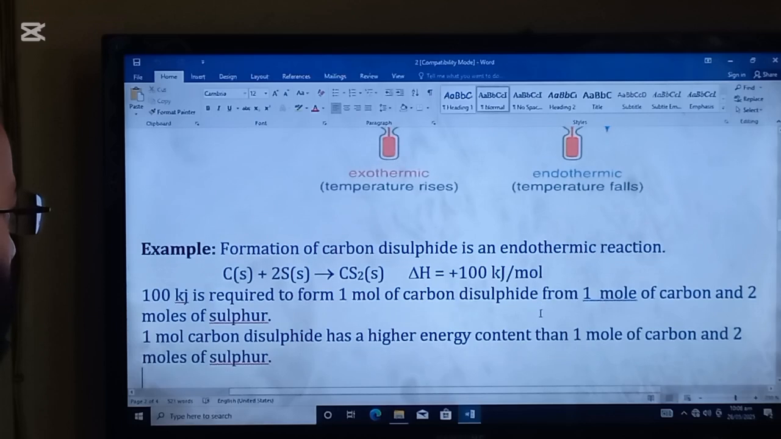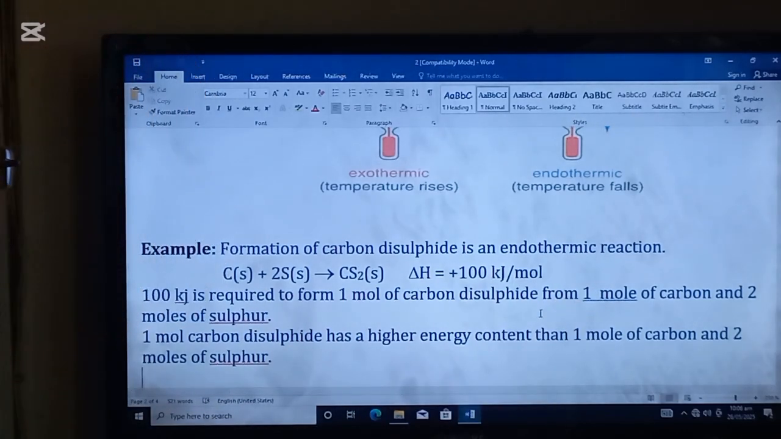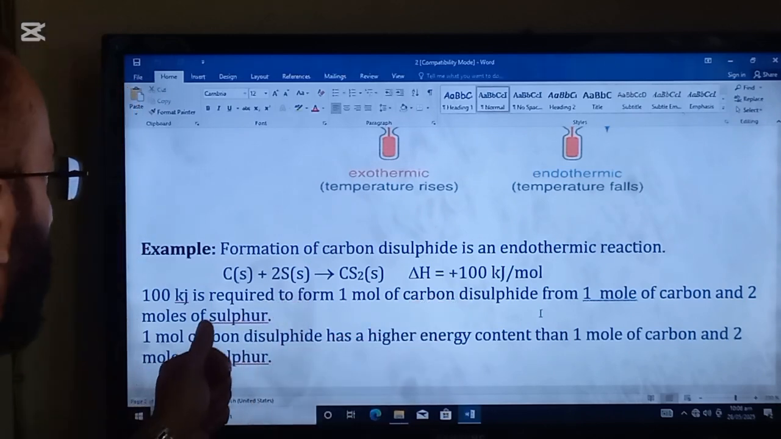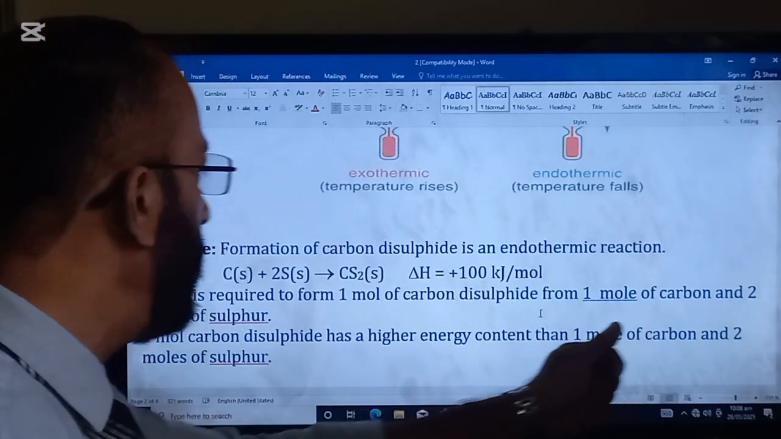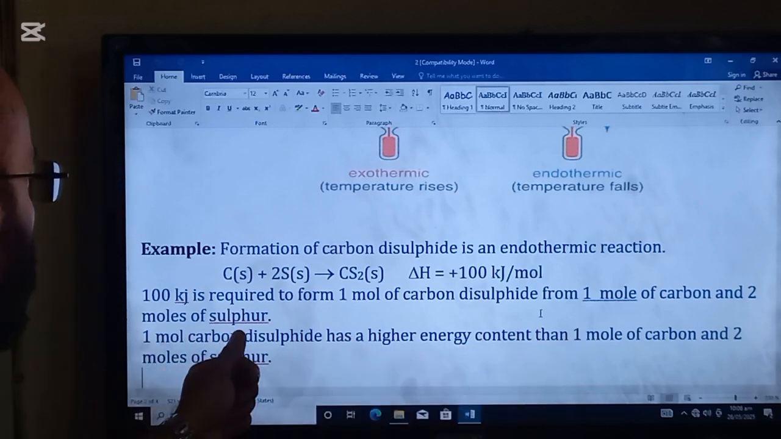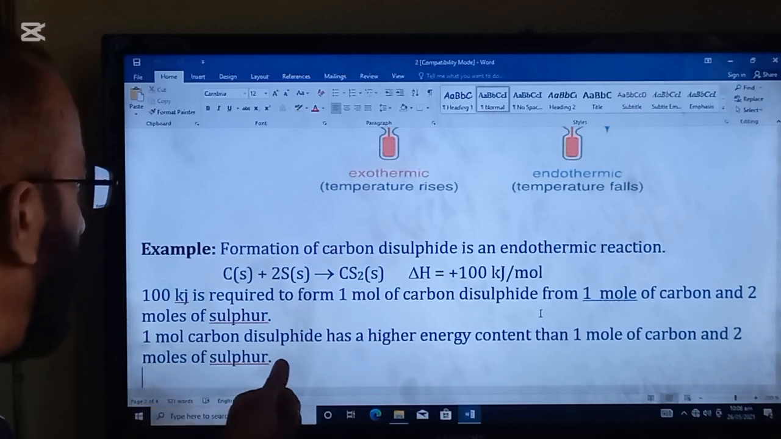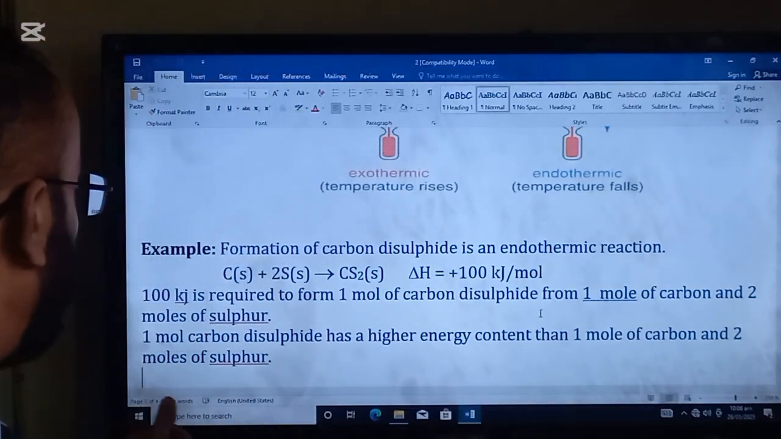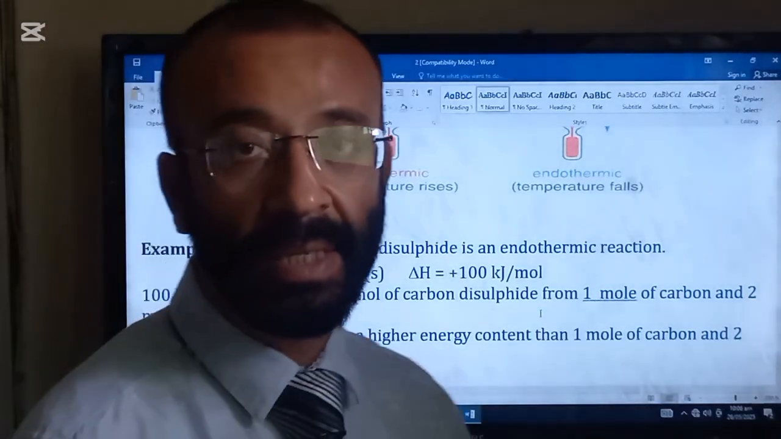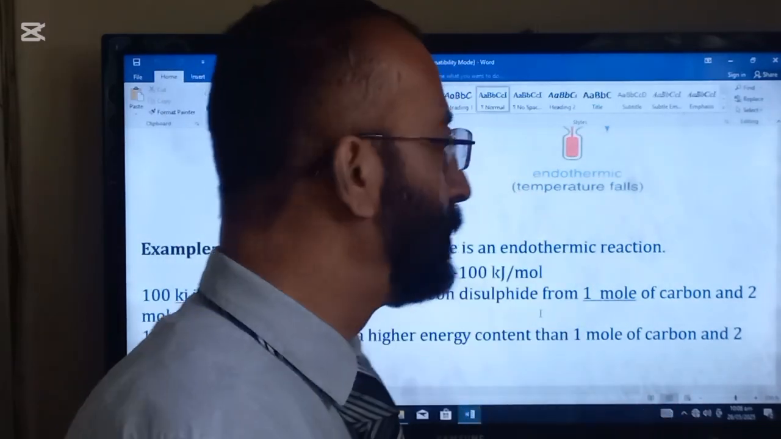Example is here. Formation of carbon disulfide is an endothermic reaction, and the equation is given. 100 kilojoules are required to form 1 mole of carbon disulfide from 1 mole of carbon and 2 moles of sulfur. So here is the equation. 1 mole of carbon disulfide has a higher energy content than 1 mole of carbon and 2 moles of sulfur because heat is taken in from the surroundings into the system.